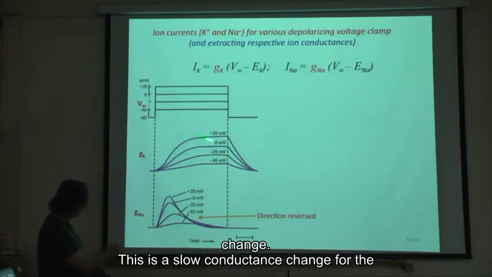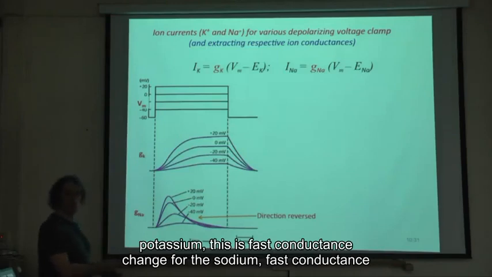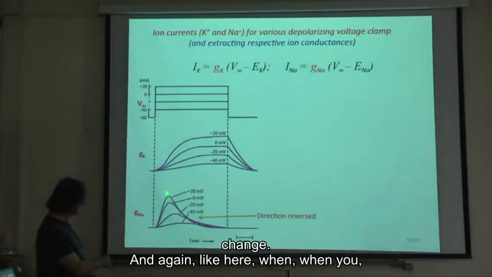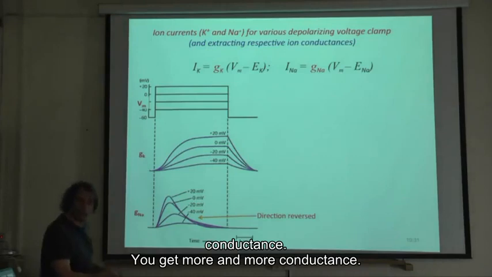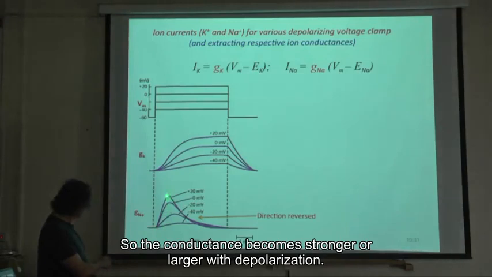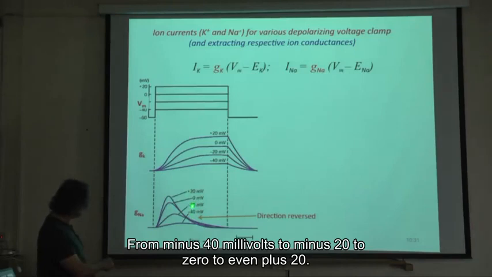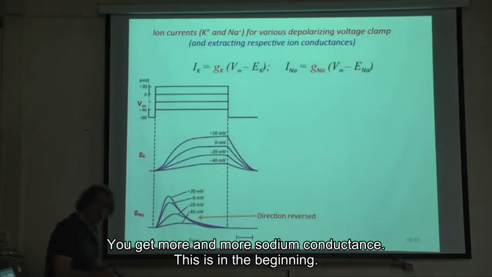This is a slow conductance change for the potassium. This is a fast conductance change for the sodium. And again, when the depolarization is more and more extreme, you get more and more conductance. So the conductance becomes stronger or larger with depolarization. From minus 40 millivolts to minus 20 to 0 to even plus 20, you get more and more sodium conductance. This is in the beginning.